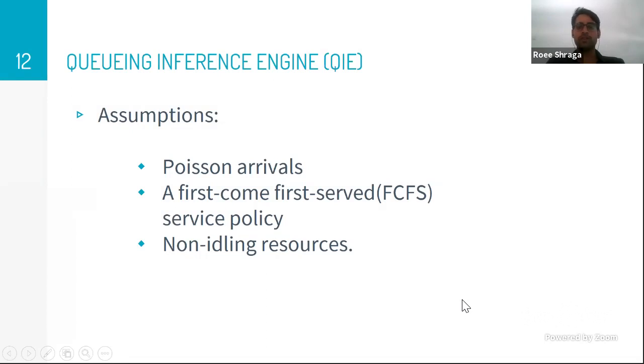Using QIE comes with an additional set of assumptions. Specifically, it assumes Poisson arrivals, a first come, first served policy, and non-idling resources. All these assumptions rarely exist in real-world datasets, and theoretical benefits are usually analyzed in sterile scenarios such as MM1 queuing systems. Yet, as we show in our work, using a QIE to generate features to be used in a supervised learning fashion is able to provide accurate predictions even when it comes to real-world data.